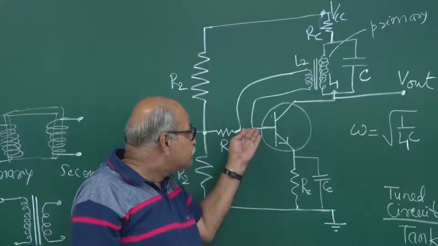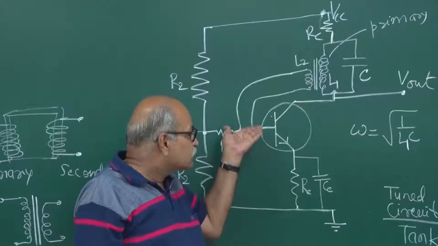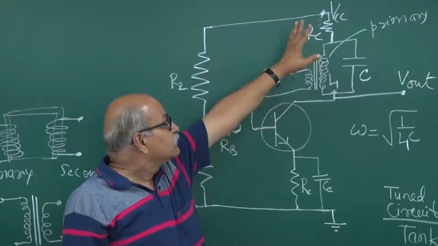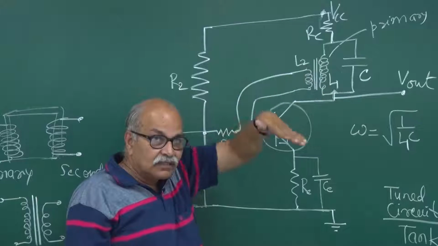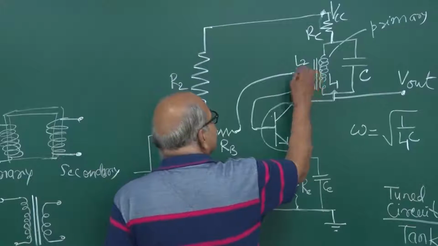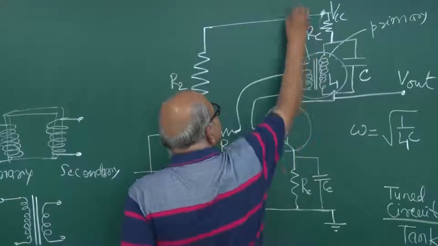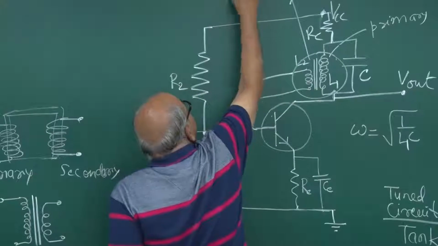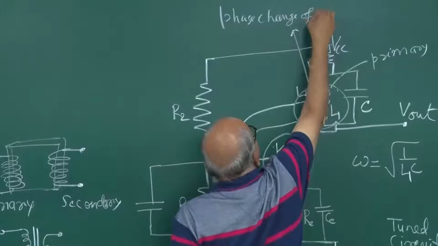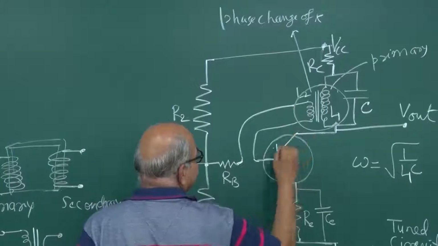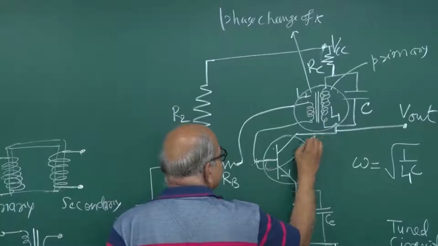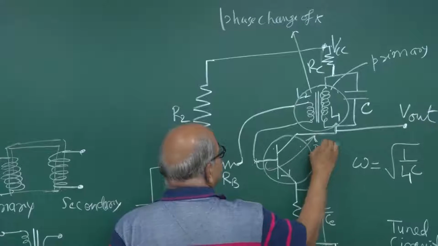Because if this base biasing voltage increases and current increases, then on the other side the current in the collector circuit increases, and then the output voltage goes down. So there is a phase change of pi here, and then here again there is a phase change of pi from this base to this collector.